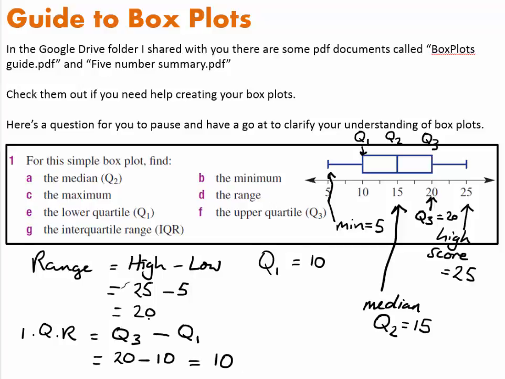As you get into statistics, you'll know that the interquartile range is where the middle 50% of the data lies. That's more useful to know than the range, because sometimes the range can be affected by extremely high or extremely low scores. But that's probably outside the scope of this assignment. So again, pause and have another look, or rewind if you need to, and definitely check out the Google Drive folder I shared with you, which you should have a link for in your emails.